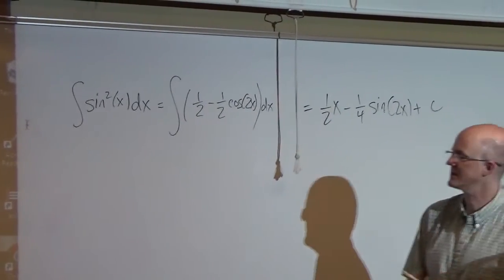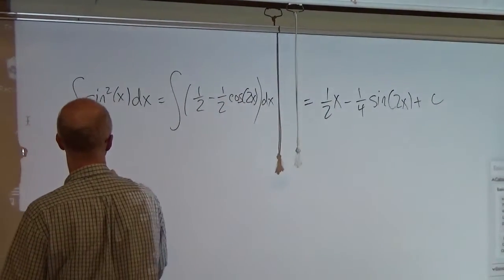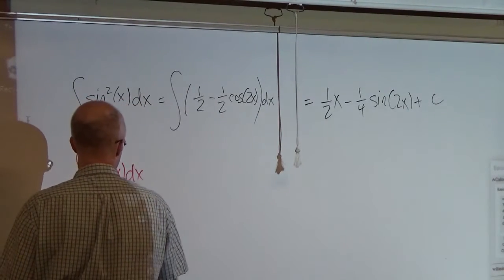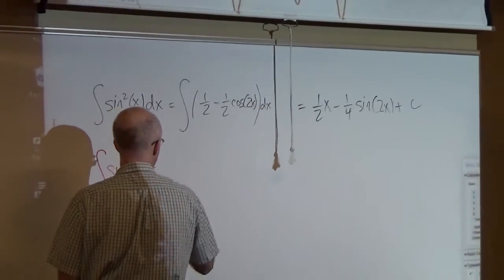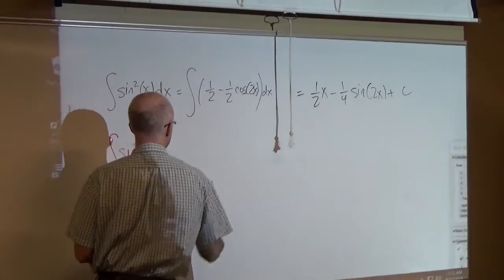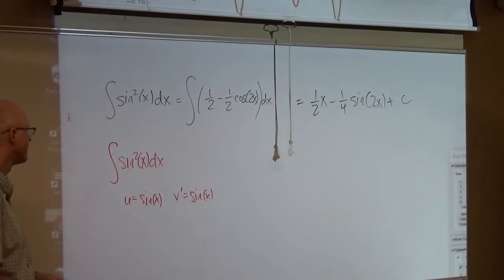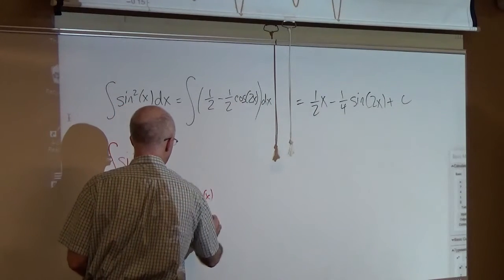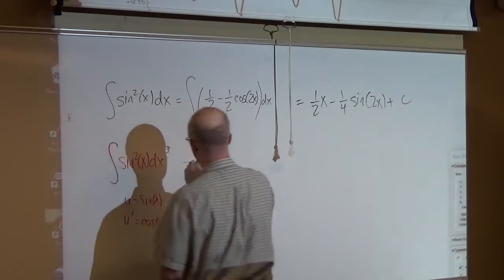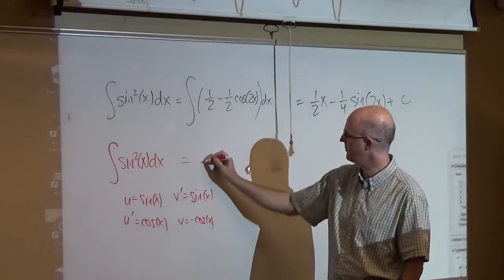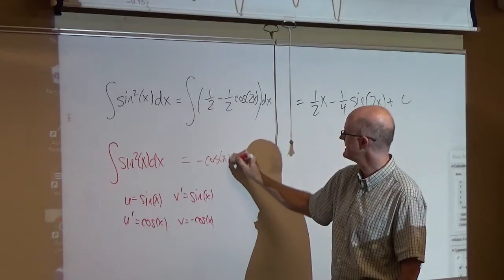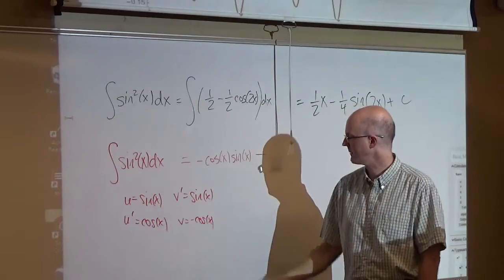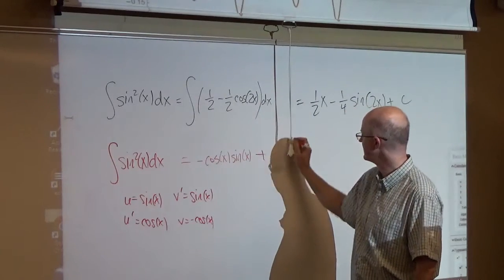But you also can do this with integration by parts, just do it once instead of twice. u equals sine x and v prime equals sine x. Sine squared is the product of sine x with itself. u prime would be cos x. v would be negative cos x. Use the integration by parts formula. u times v will be negative cos x sine x minus the integral of v times u prime. The product of those two things is plus the integral of cos squared.